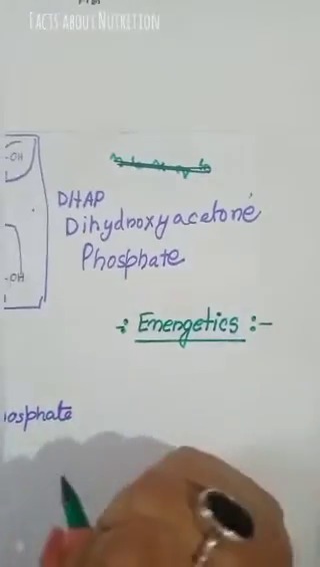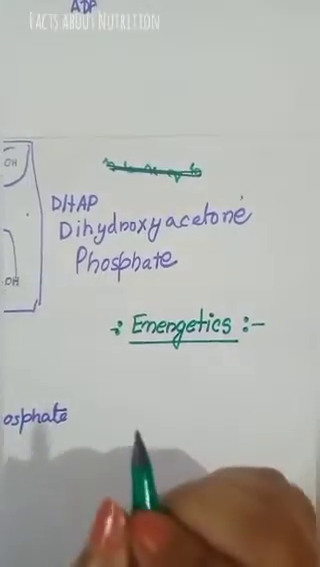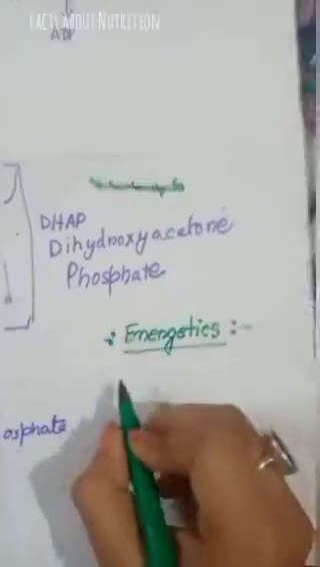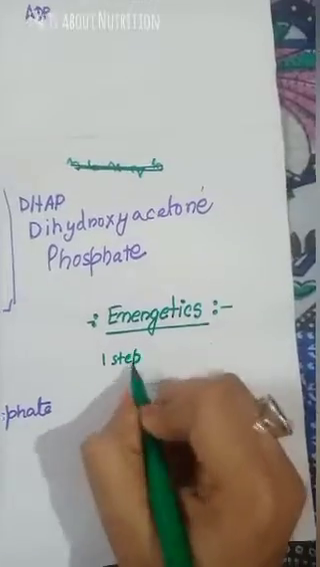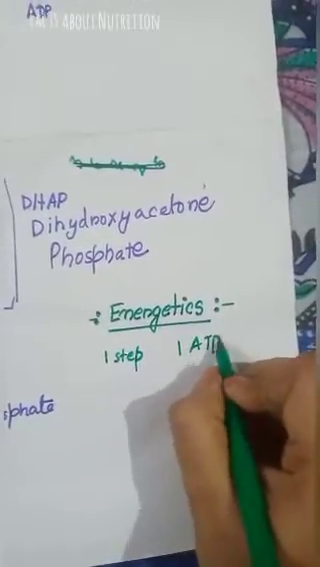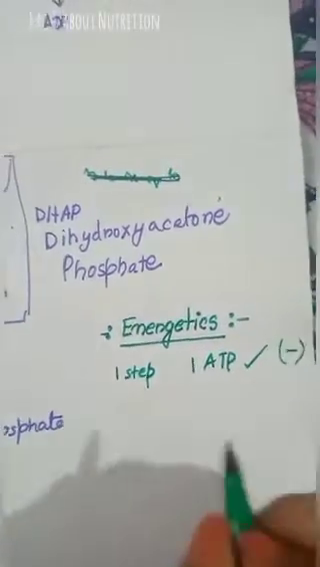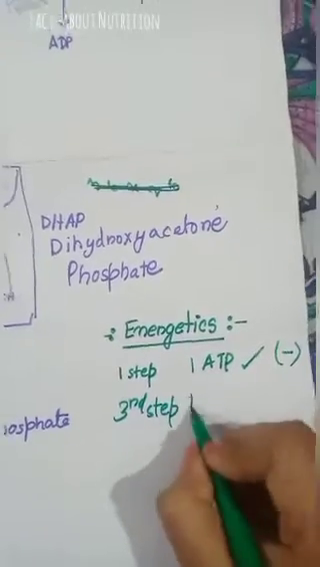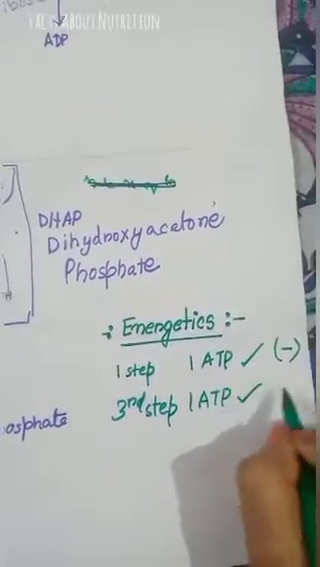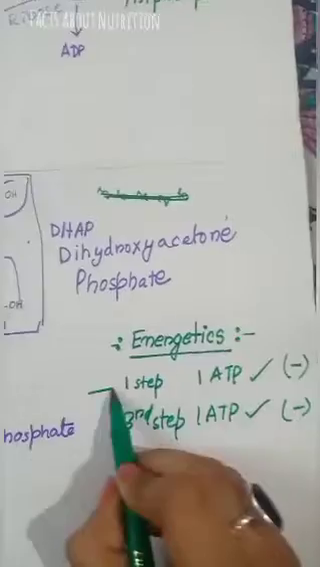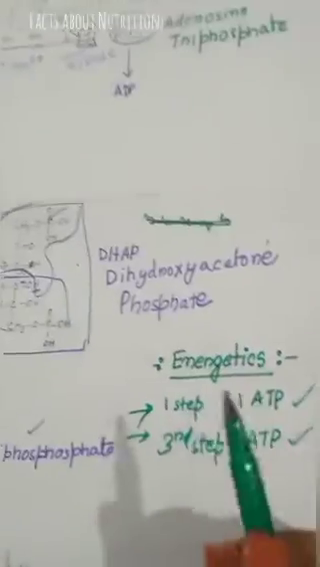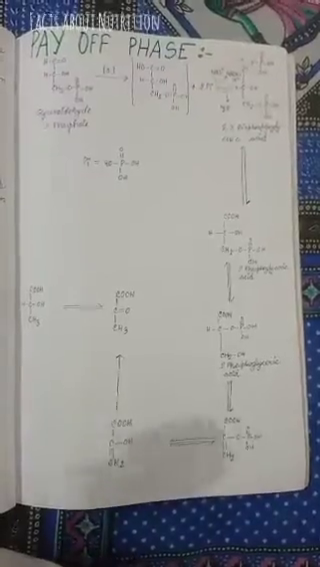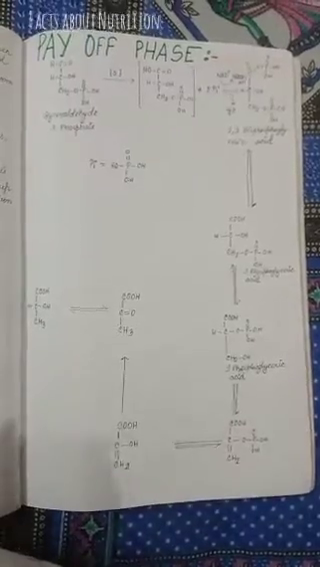Again, a small part, energetics. It is linked to these things only, but here we have just seen that in the first step, 1 ATP is utilized, that is minus, and in the third step, another ATP is utilized. Keep in mind these things. No other ATP are included in this case. We will concentrate on the payoff phase, that is the last 5 steps.